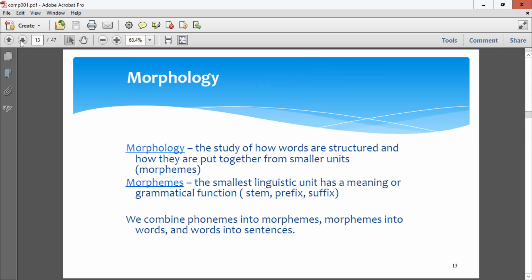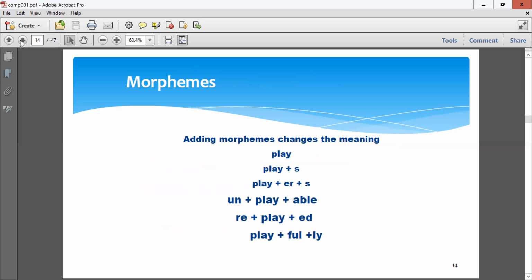Morphology combines morphemes, which is the smallest linguistic unit that has a meaning or a grammatical function. So it could be UN, okay, that's a prefix that goes in front of a word to change the meaning. So that's a morpheme. We combine phonemes into morphemes and morphemes into words, and then we combine words into sentences. Here's an example of changing the meaning of a word with the application of morphemes.